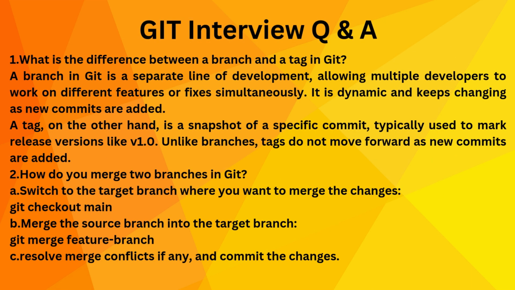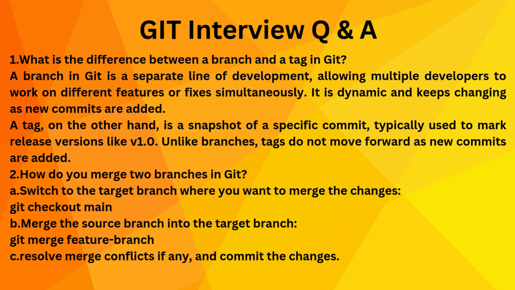What is the difference between a branch and a tag in Git? A branch in Git is a separate line of development, allowing multiple developers to work on different features or fixes simultaneously. It is dynamic and keeps changing as new commits are added. A tag, on the other hand, is a snapshot of a specific commit, typically used to mark release versions like v1.0. Unlike branches, tags do not move forward as new commits are added.